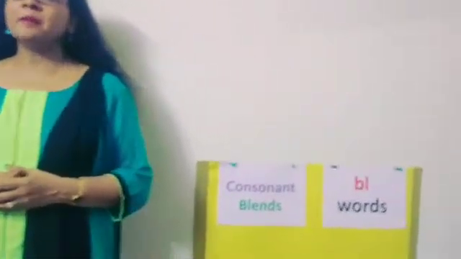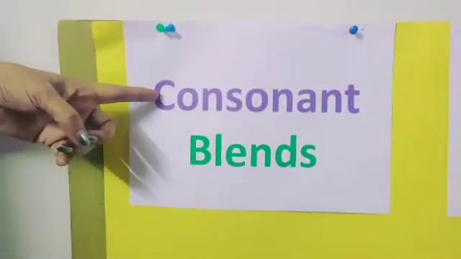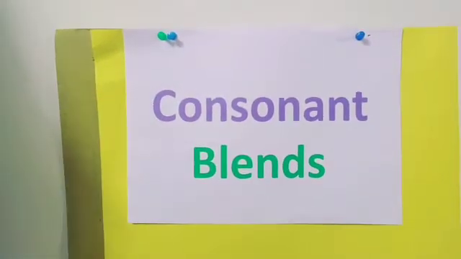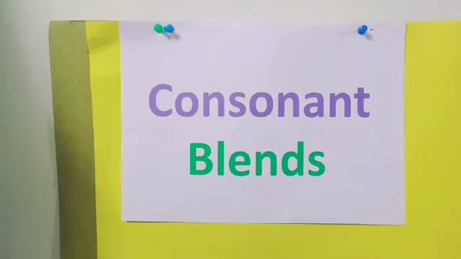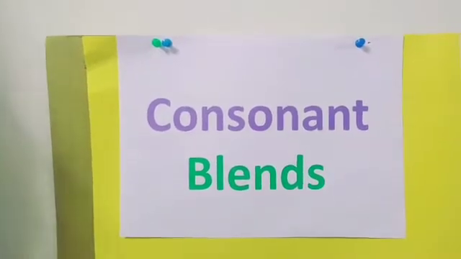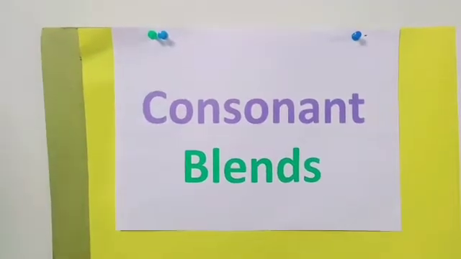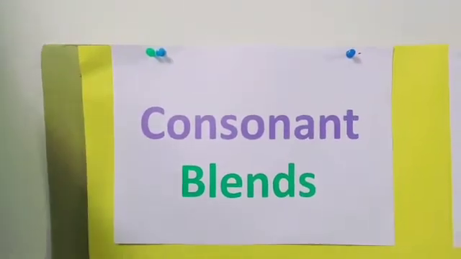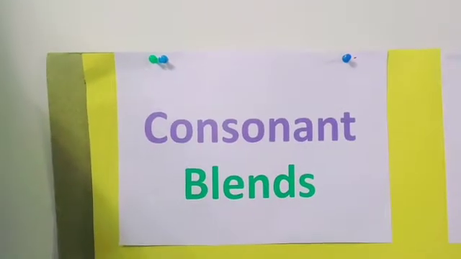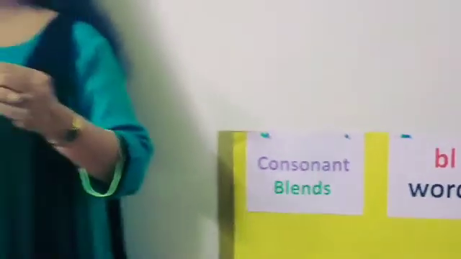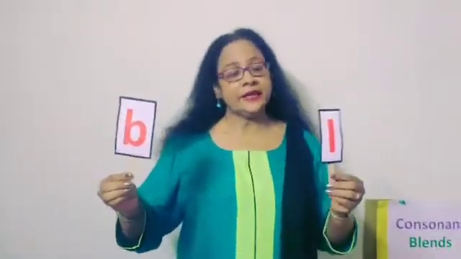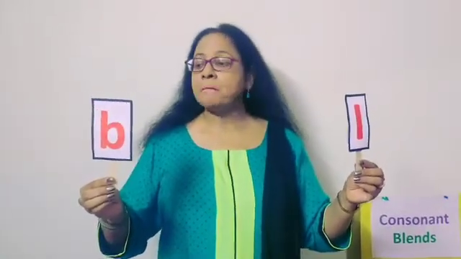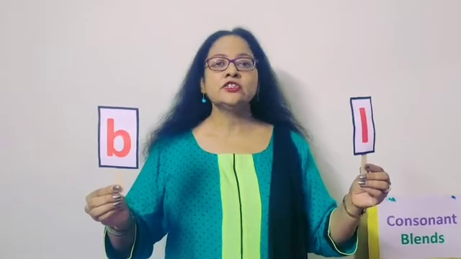Today, we shall learn about consonant blends. A consonant blend is when two or more sounds blend together, but each sound may be heard in the blend, like in the letters B and L. B, L. Together we get blur. Blur.